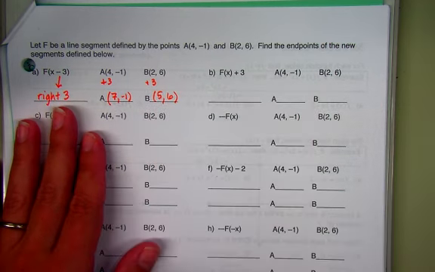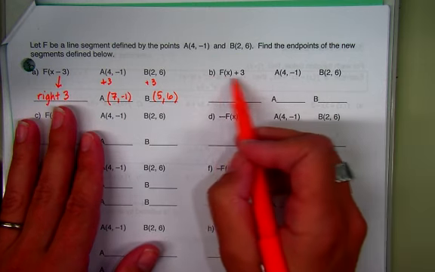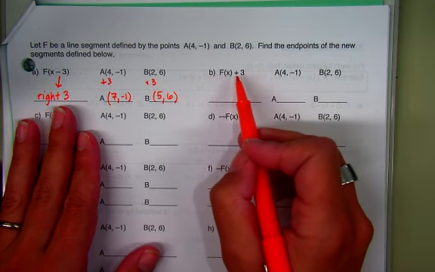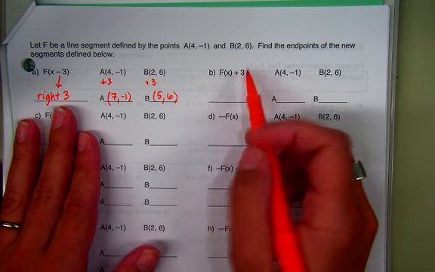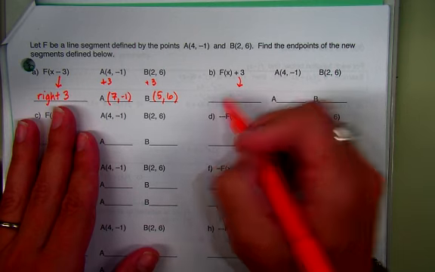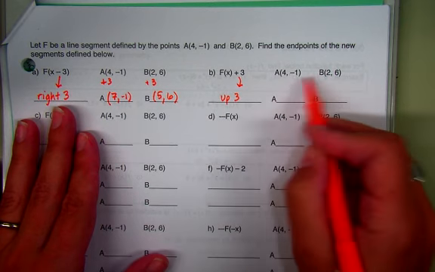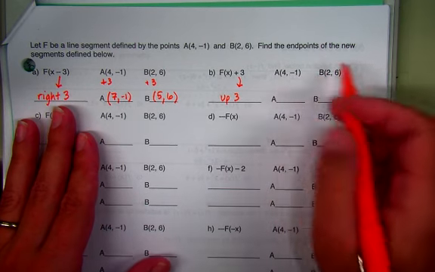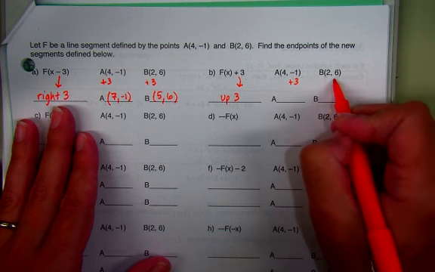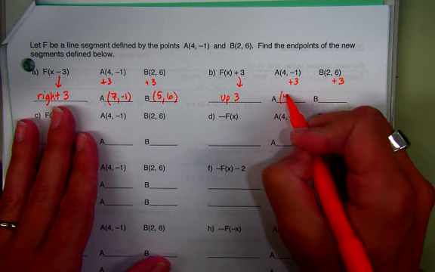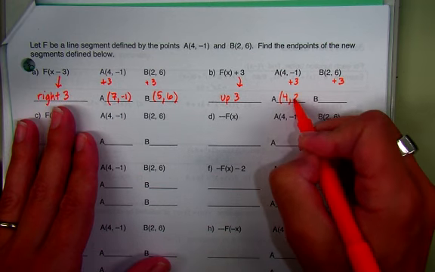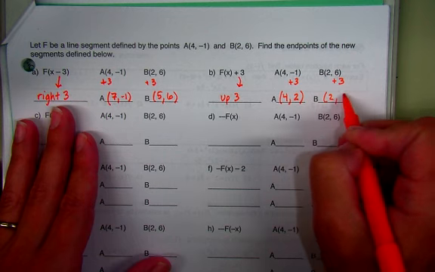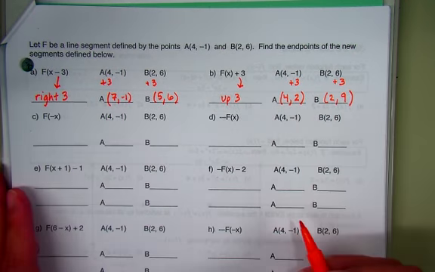Make sense? Okay, look at B now, though. B is taking f of x and then adding 3 off to the side. How does that change it? Up 3. So which coordinate will that affect? The y, and I will add 3 to the y coordinates. So I'll now be at 4, 2, and 2, 9. You get it?